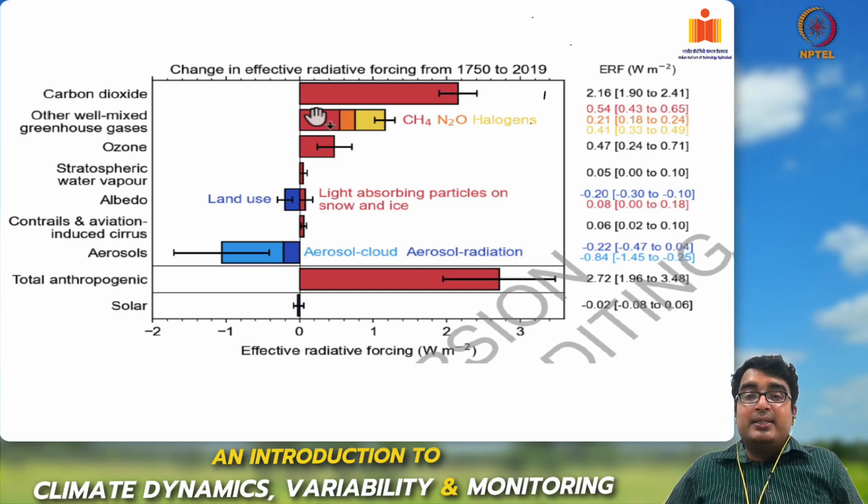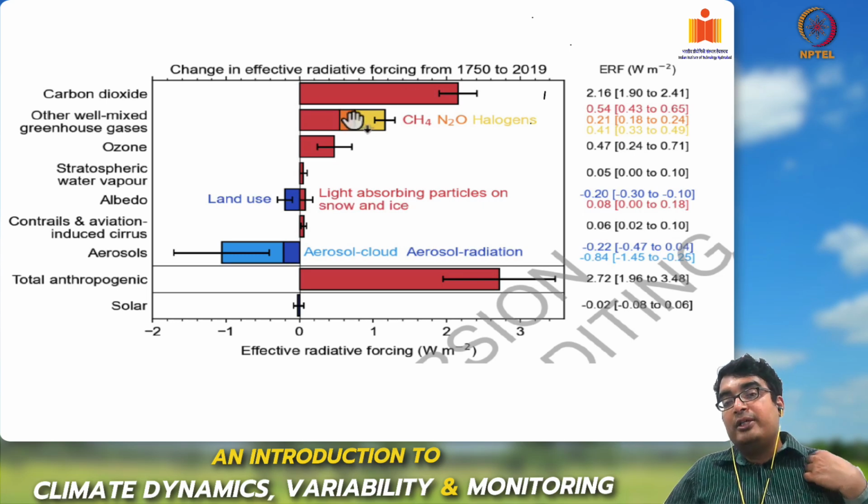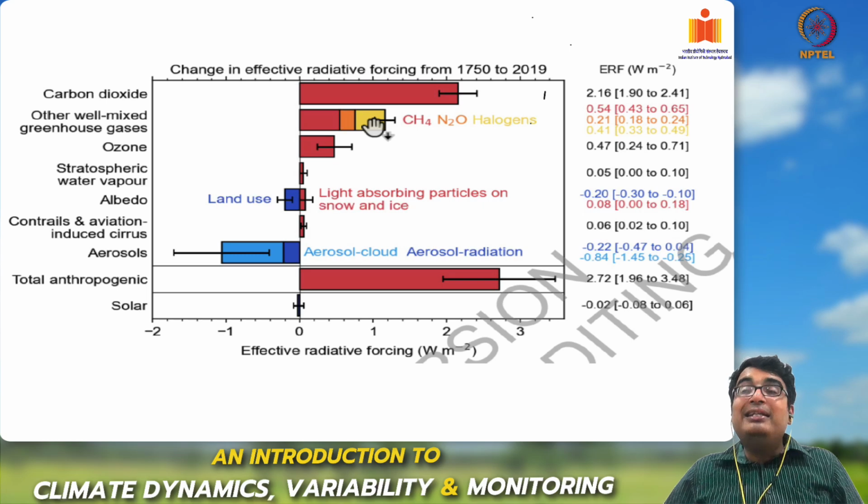Other greenhouse gases like methane, this one here, N2O, the orange one, halogens, the yellow one, together contribute around 1 watt per meter square. So we have also emitted methane, halogens and nitrous oxide, and these have contributed a positive radiative forcing of around 1 watt per meter square, leading to further warming.